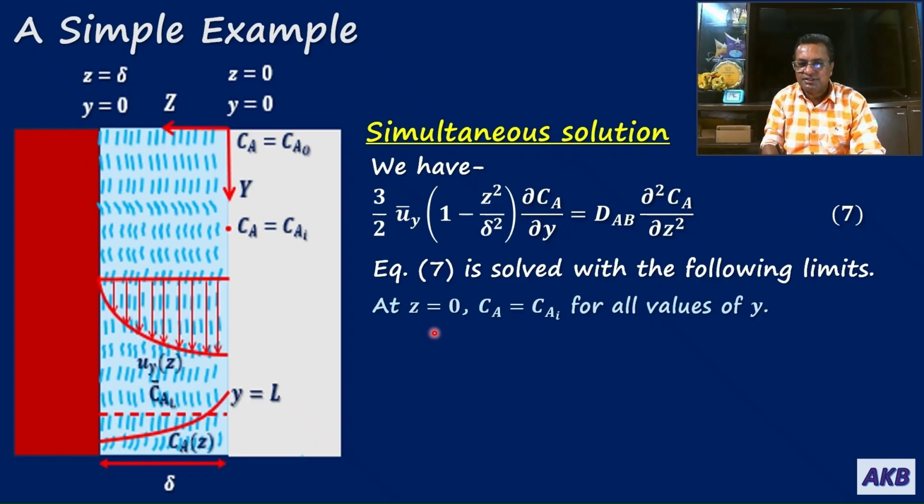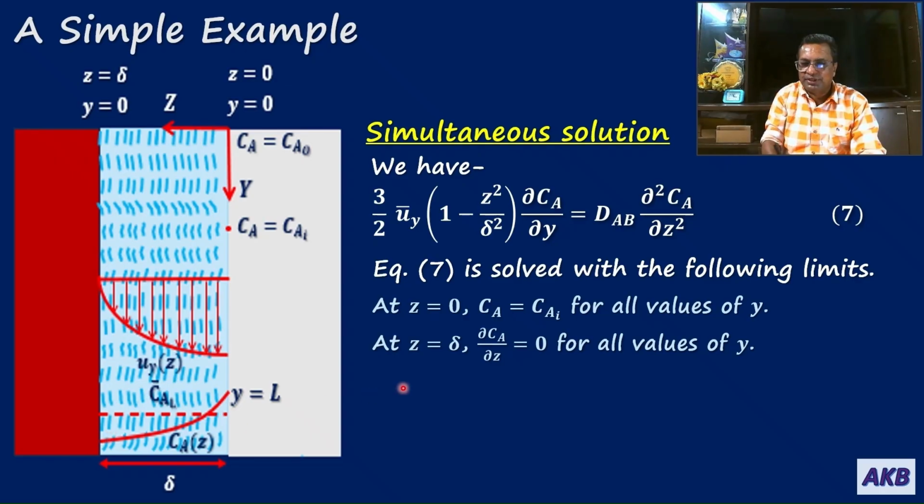At z is equal to 0, that is at the interface between liquid and gas, at every point for all values of y, Ca is CAI. That means at all the points on the interface, Ca is CAI. Then the second condition is at z is equal to delta, that is at the boundary, dou Ca by dou z is 0. So at the wall, dou Ca by dou z is 0, and this is true for all values of y. It is true for the entire length of the vertical surface.